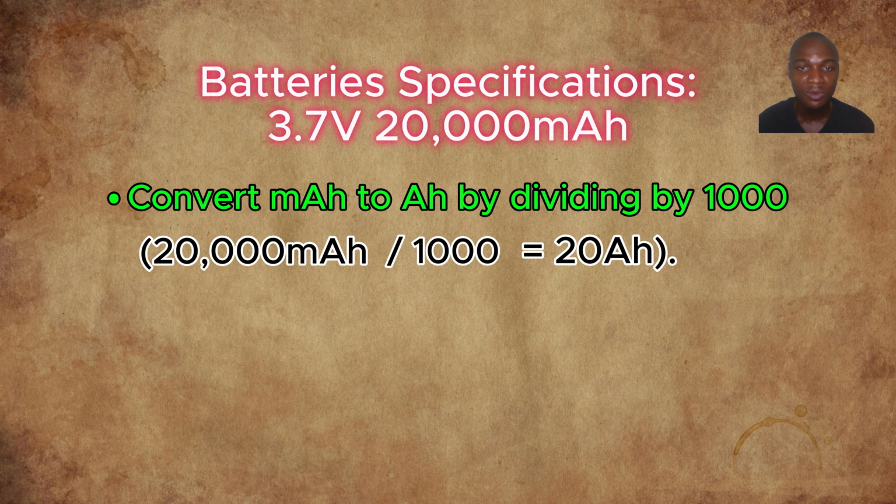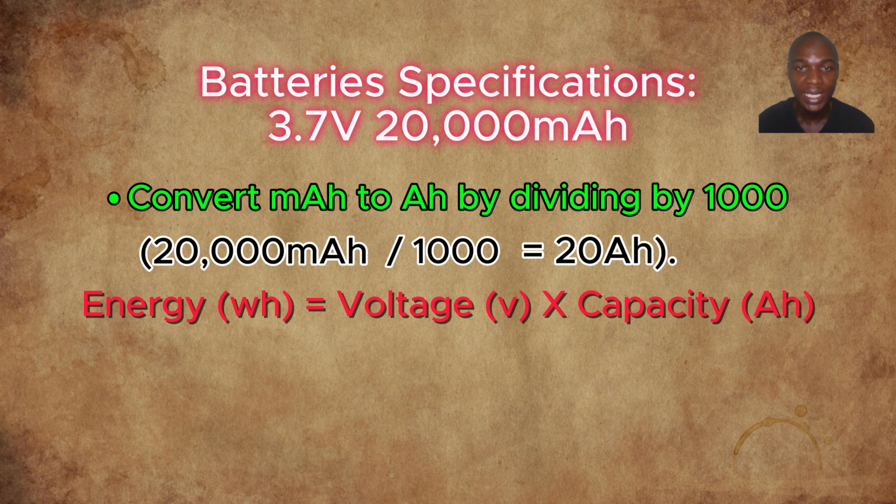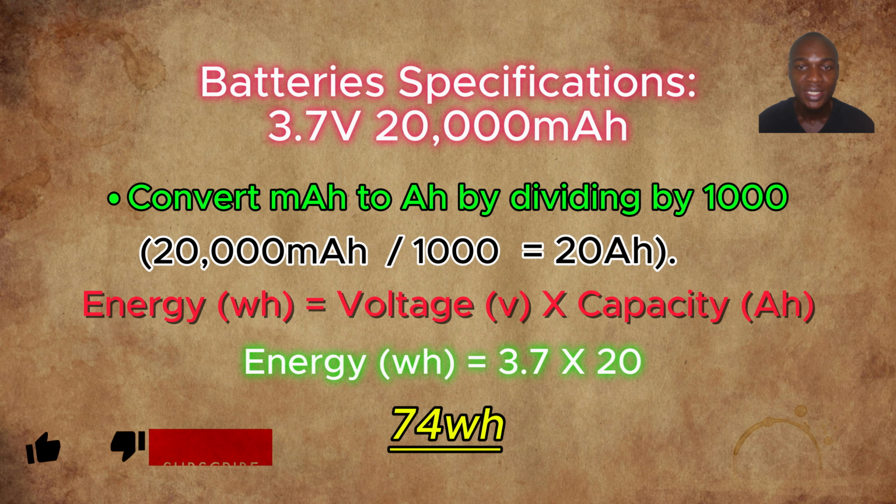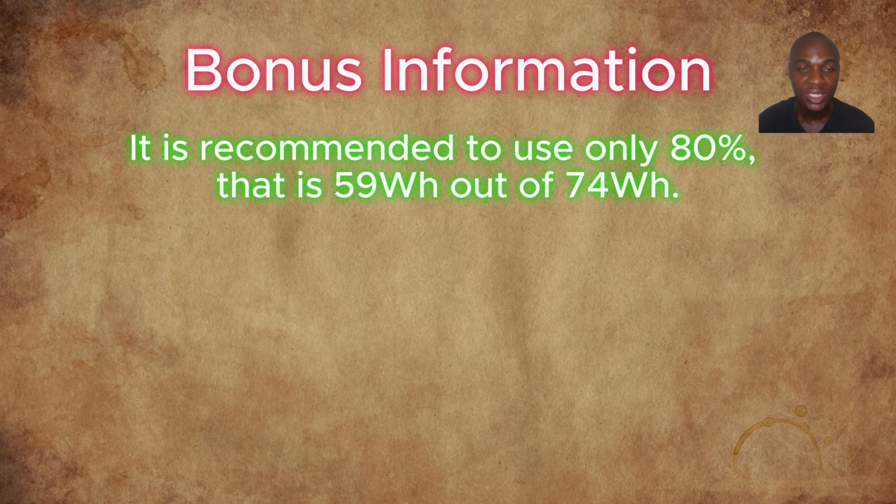After applying the formula, we have energy in watt-hours equals 3.7, which is the nominal voltage, times 20 amp-hours. This gives us 74 watt-hours. A typical power bank with 20,000 milliamp-hours can store 74 watt-hours of energy. That's 100% total energy. It is recommended to only use 80%, that is 59 watt-hours, in order to prolong the battery's lifespan. This is what we refer to as usable capacity or depth of discharge.